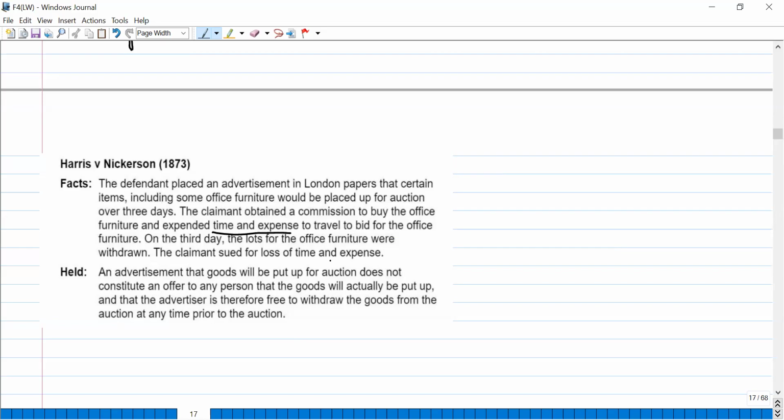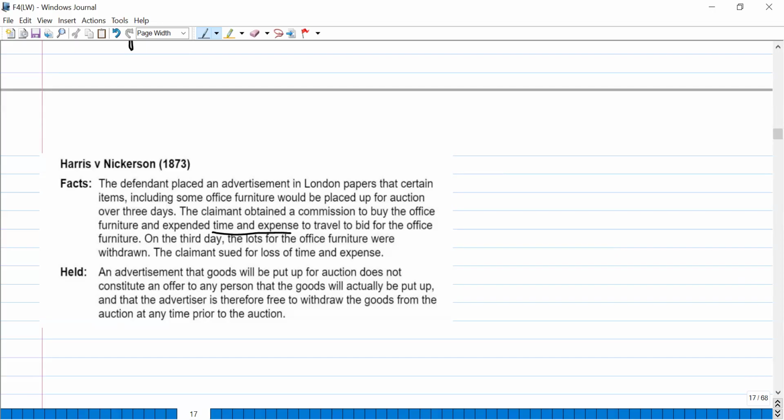So, again, there was a person who placed an advertisement in the newspaper that he is going to auction some of the things, and in those things, office furniture was also included. The claimant lived in some other city, and when he saw the ad and he also required office furniture for his office, he obtained a commission from the office, and he traveled to the place of the auction to bid for those office furnitures. But on the third day, the defendant withdrew the office furnitures from the auction, and the claimant sued him for the loss of time and expense.